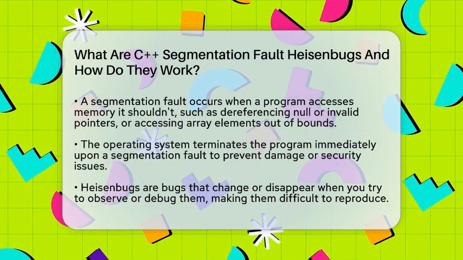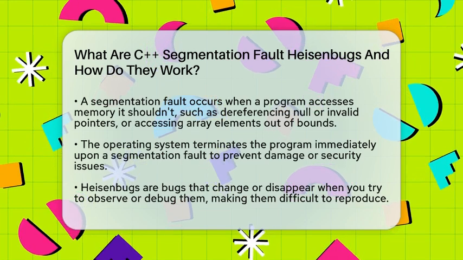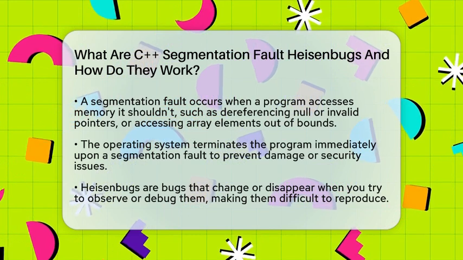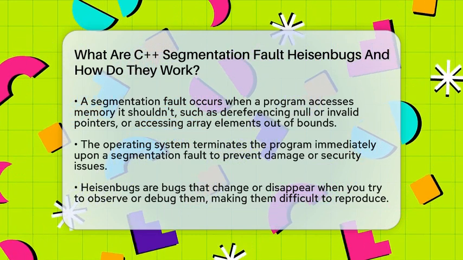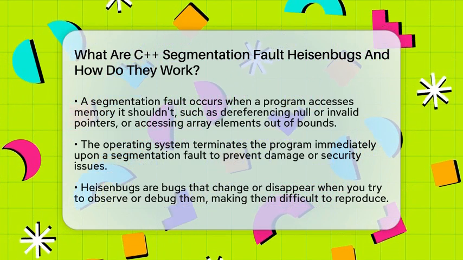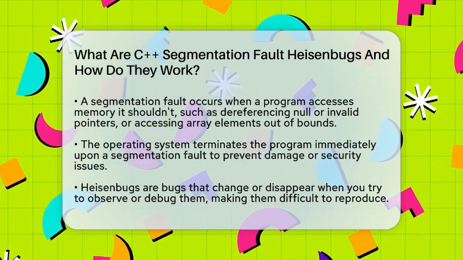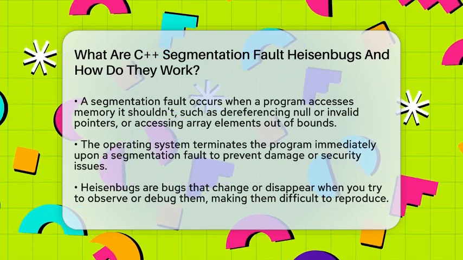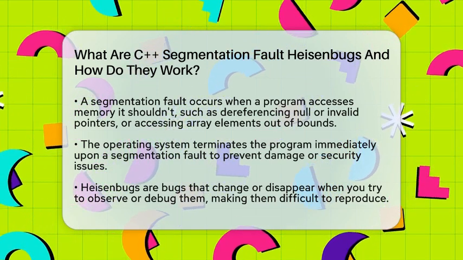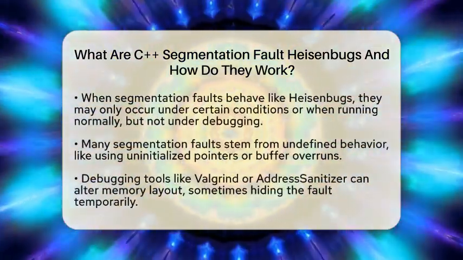A segmentation fault in C++ happens when your program tries to access memory it shouldn't. This could be because of dereferencing a null or invalid pointer, accessing array elements outside their bounds, or trying to write to read-only memory. When this happens, the operating system steps in and terminates your program immediately to prevent damage or security issues. Now, a Heisenbug is a bug that changes or disappears when you try to observe it.